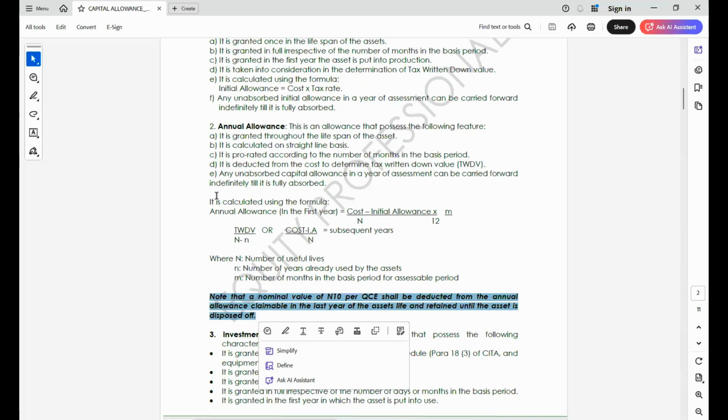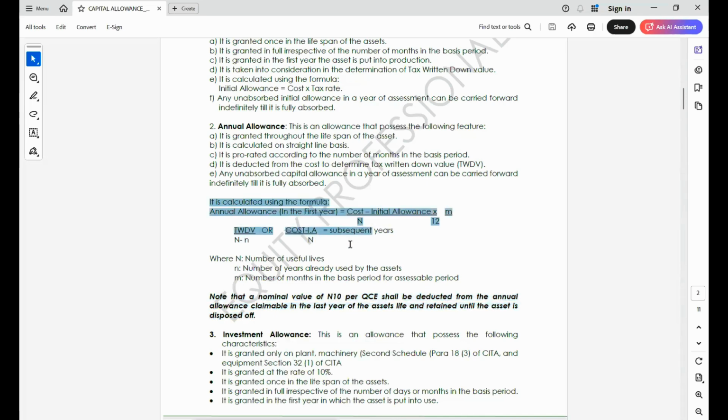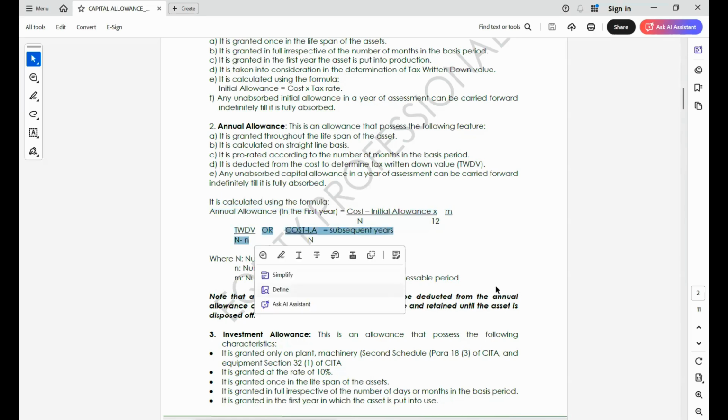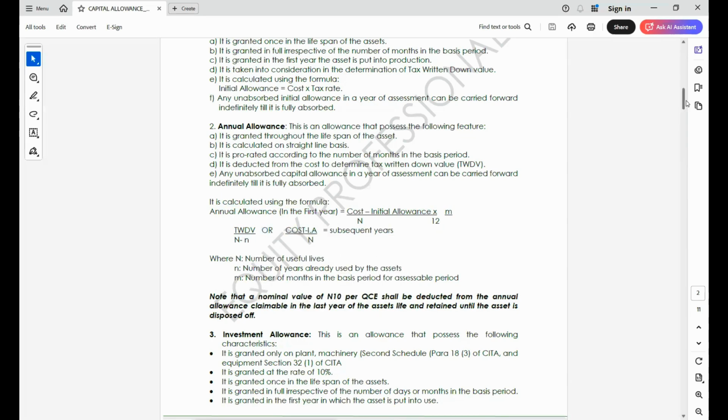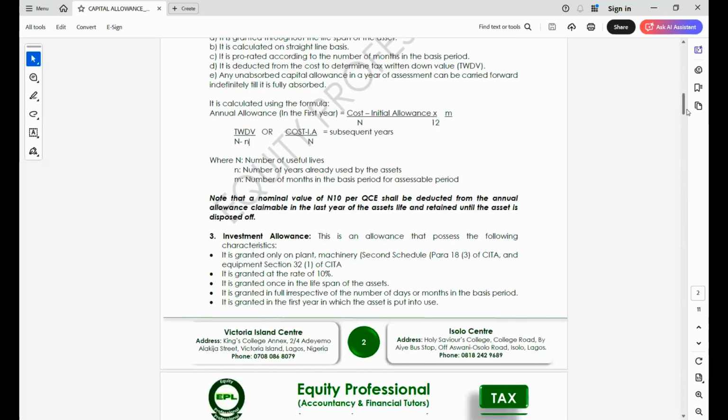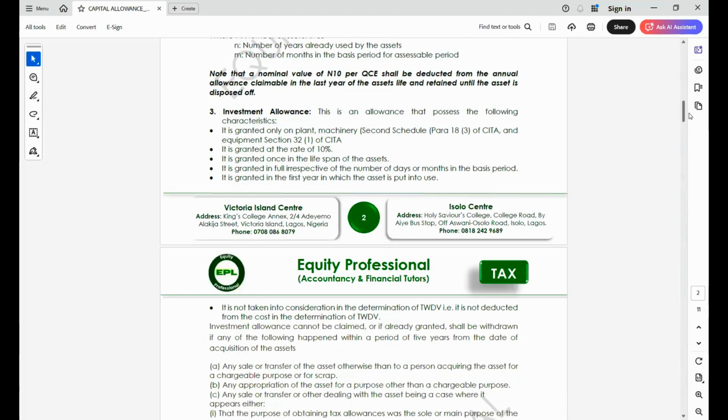These are the formulas that I just explained earlier. Please, for the subsequent year, always adopt the one with your tax written down value and big N minus small n. So that is the second category of capital allowance claimable by a taxpayer. Then the third category of capital allowance is investment allowance. So investment allowance. Please, this asset is available on a particular category.